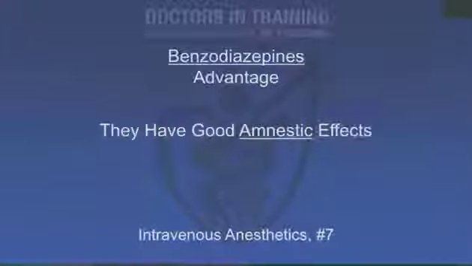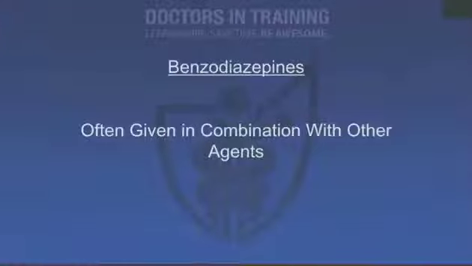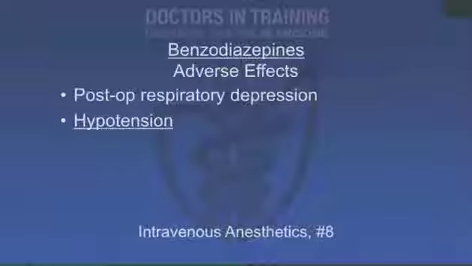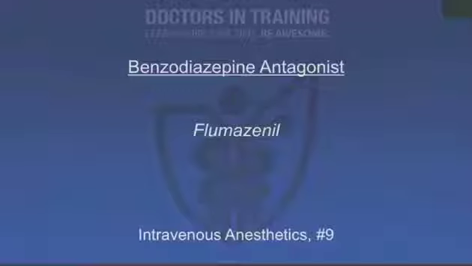So patients don't remember things. If you're wanting to put a tube somewhere in someone's body that they may not want there, benzodiazepines are great. So endoscopy, colonoscopy, roofies. Benzodiazepines really can't be used as a sole agent. They're often going to be used with other agents such as ketamine or other IV agents. They can cause post-op respiratory depression and hypotension. If you do overdose someone on benzos, the reversal agent is called flumazenil.